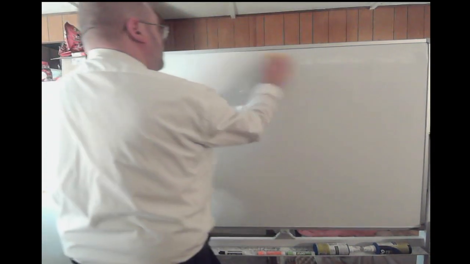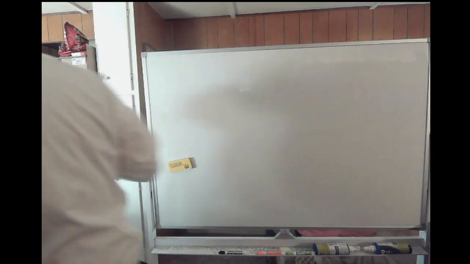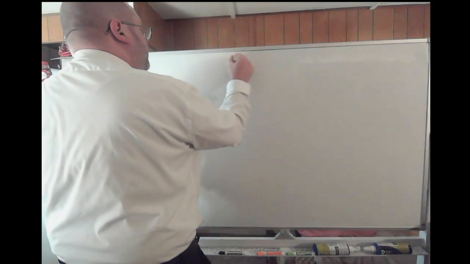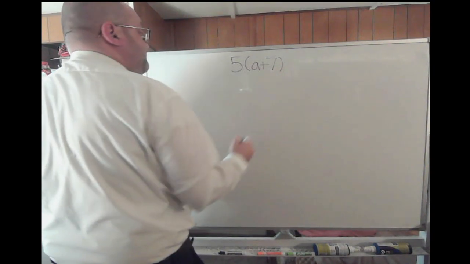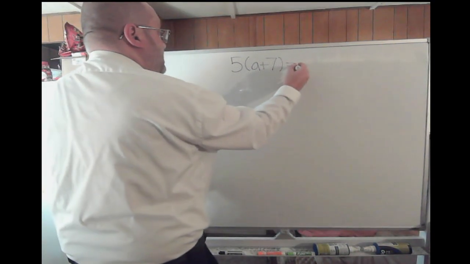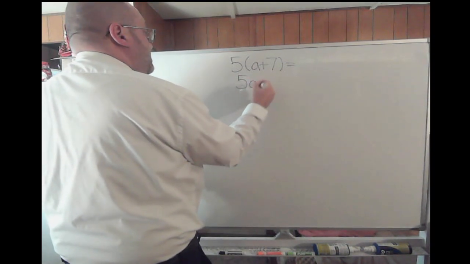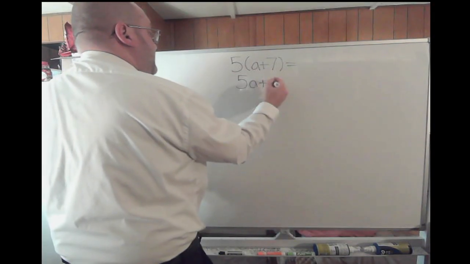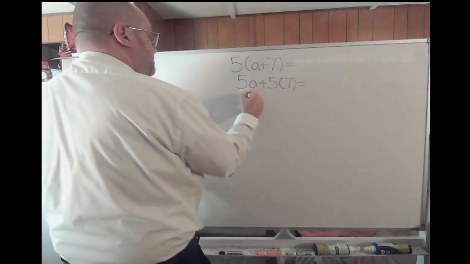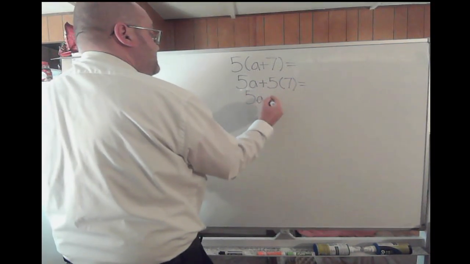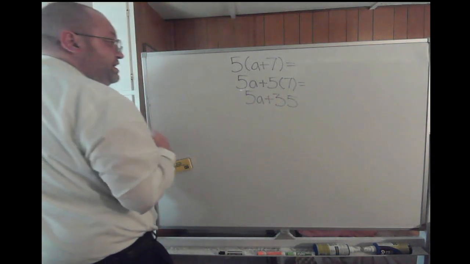I got plenty more examples. Alright, we got 5 times a plus 7. Well, I'm going to take that 5 times a, which would just be 5a, then plus that 5 times my 7, which when we simplify this further would give us 5a, plus what's 5 times 7, that'd be 35. So the answer you would get is 5a plus 35.